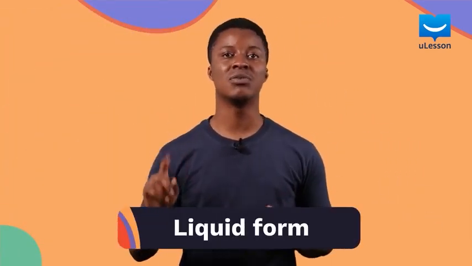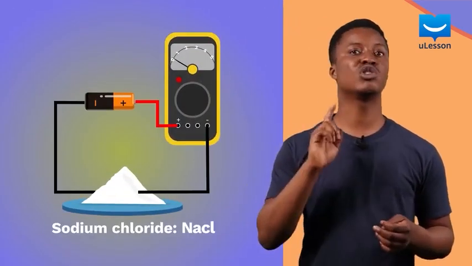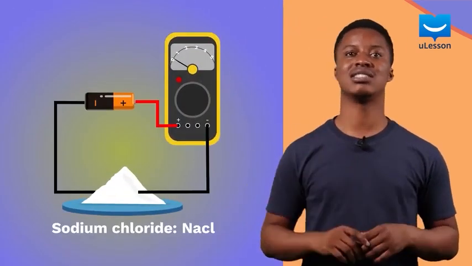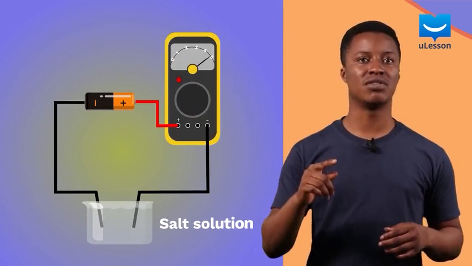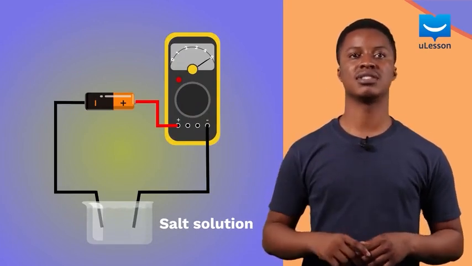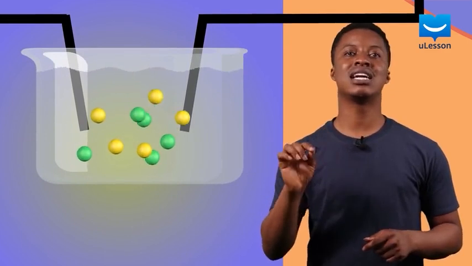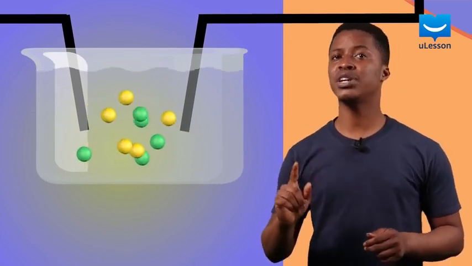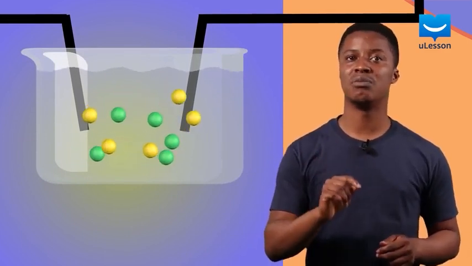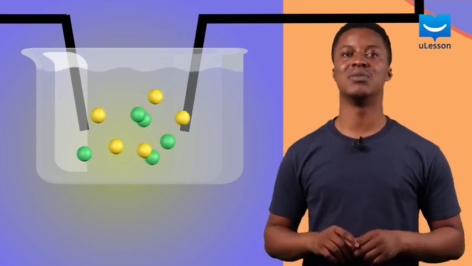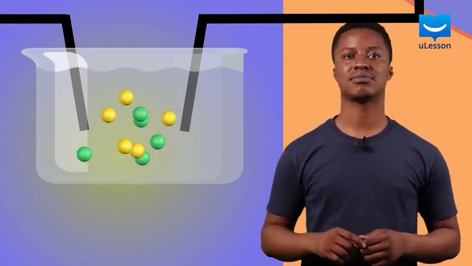Salts have the ability to conduct electricity when they are in the liquid form. For example, sodium chloride does not conduct electricity in the solid state, but when melted or dissolved in water, it conducts electricity. Do you know why? It is because the positive and negative ions in the salt are free to move around in the liquid form but have restricted movement while in the solid state.